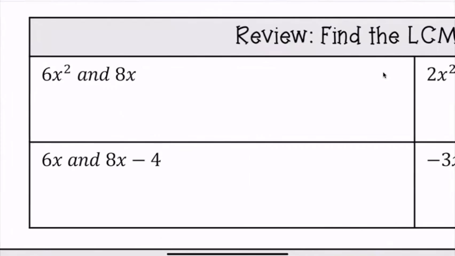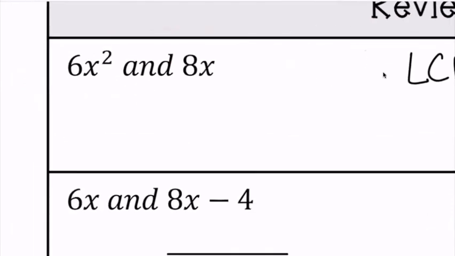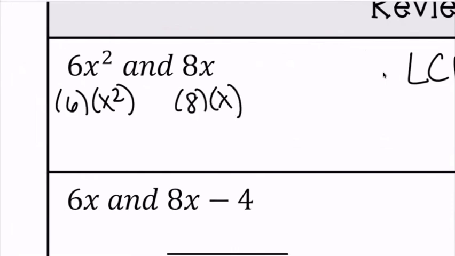I'm going to start here first at 6x squared and 8x. Our goal is trying to find the expression with the smallest numbers that both of our current quantities will evenly multiply or divide into. So we have 6x squared and 8x. What I would do is just look at 6 here, and then we have x squared. And this one is 8 and x.